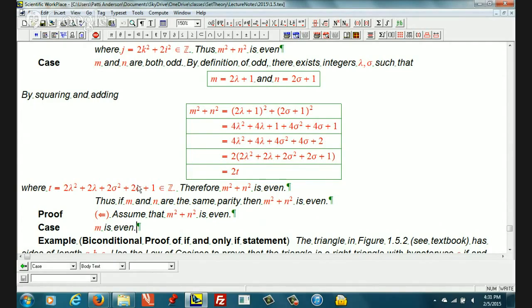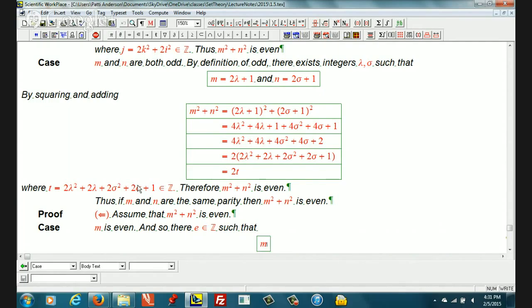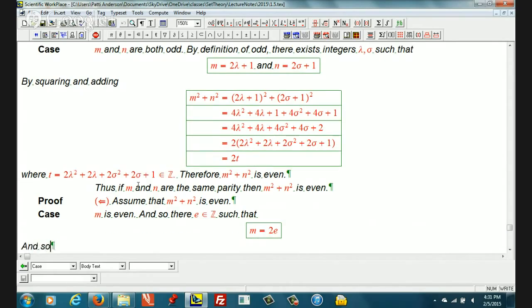So m is even. If m is even, what do you think we should do? Let's square it in a second. Define it even first and then square it. What'd you call it? E? Oh, well, there exists an e in the integers such that m is equal to 2e. Now, what do you think we should do with this m?